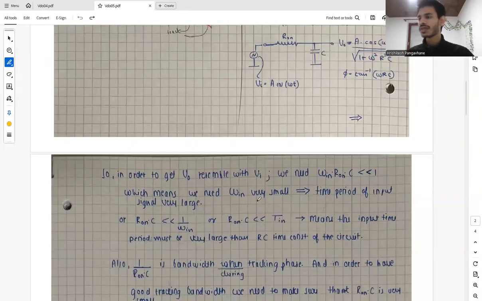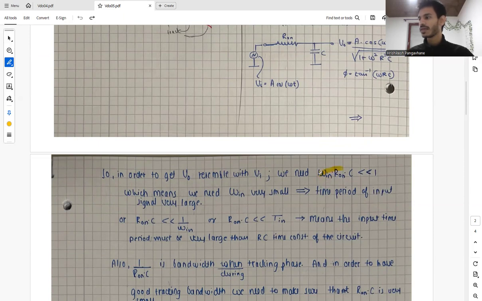Which means we need omega to be very, very small, or basically the frequency to be very small, so the time period to be very large. That's how we say that the time period of the input signal should be very large. But with respect to what?